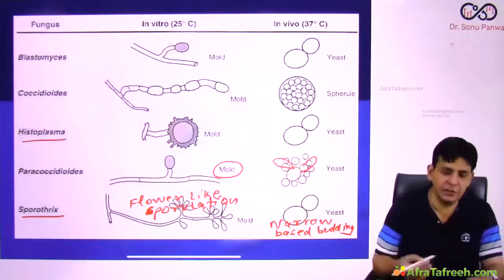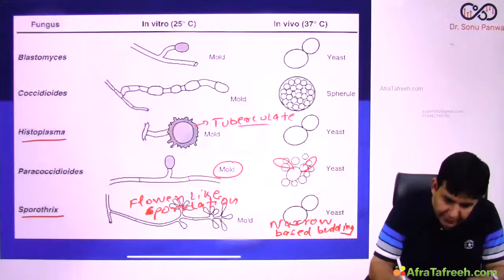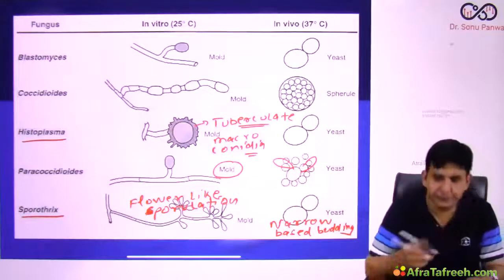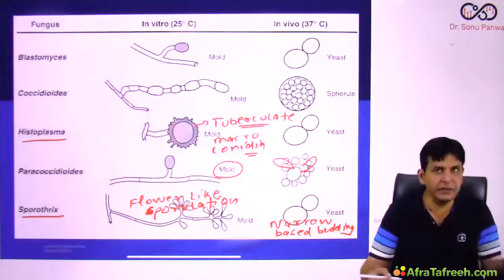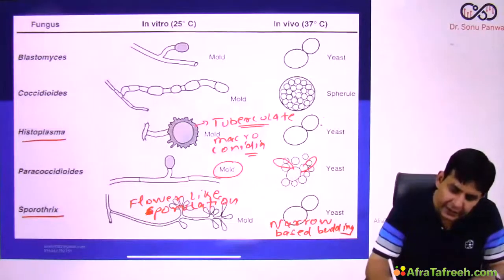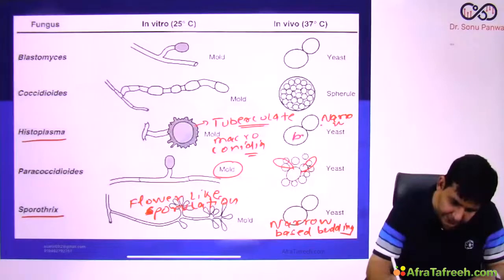Histoplasma capsulatum leads to histoplasmosis, and this is termed tuberculate macroconidia. This particular one is termed what? Tuberculate macroconidia. Macroconidia means big spore. It looks like a tuberculate, meaning sunflower-like. And along with that you have this narrow based budding. This is termed narrow based budding.